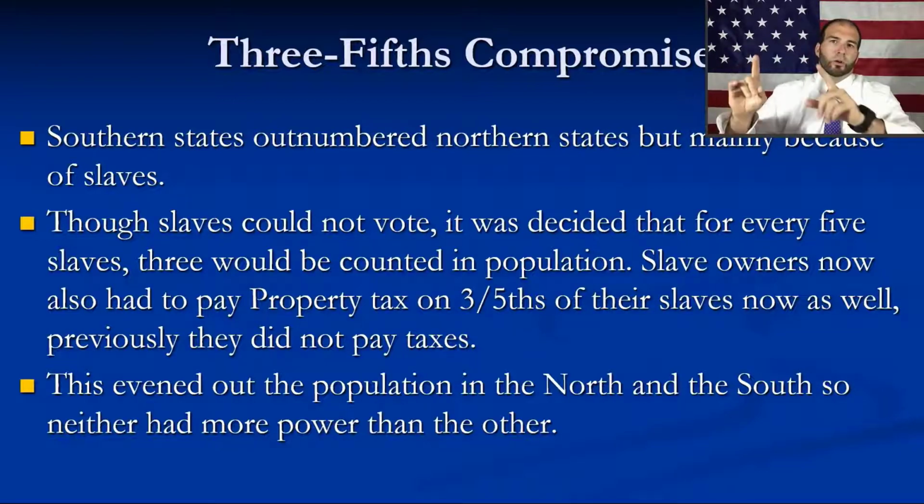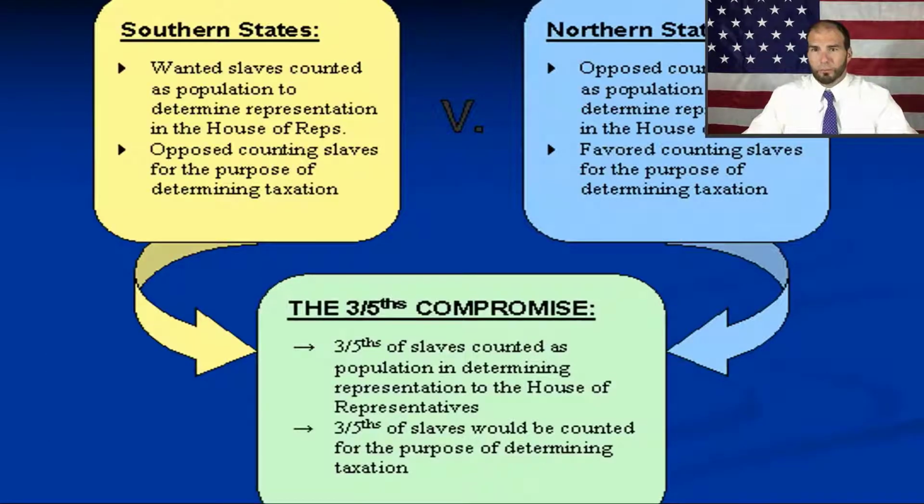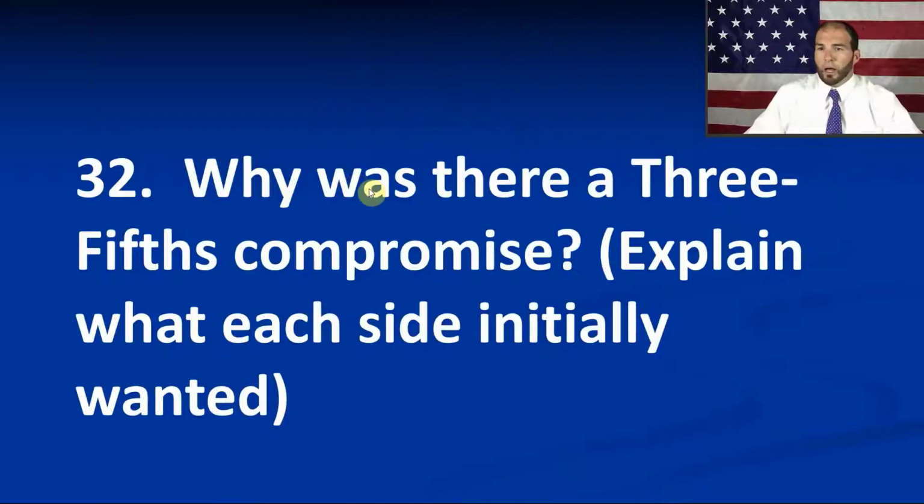So not only are you going to count 3 out of 5 slaves in the South, you're actually going to tax them as well. It does not free any slaves. I ask that on tests sometimes: what did the Three-fifths Compromise not do? It does not free slaves. The Three-fifths Compromise doesn't free anybody. It has to do with slavery, but it doesn't free anybody. So don't put that. If you want to pause this and look at this, it's basically what we just got done talking about. And then the question is, why was there a Three-fifths Compromise? Go through and explain that to me.